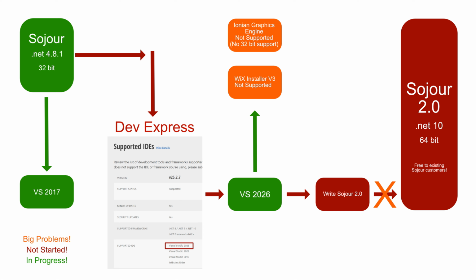The other surprising issue I discovered is that the technology I use for writing my installers, Wix version 3, also doesn't work in Visual Studio 2026 because of the way they changed tooling support. I guess that's the price of progress.